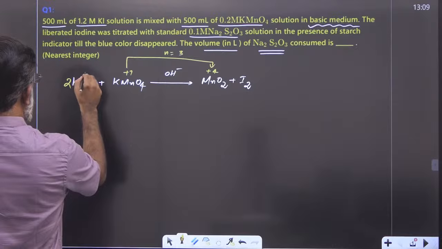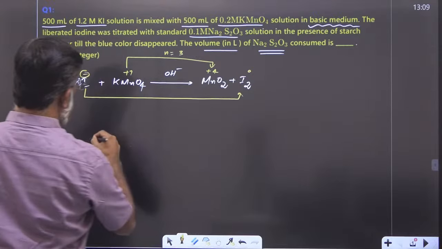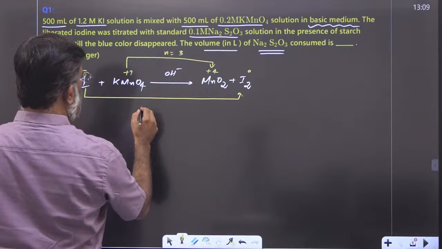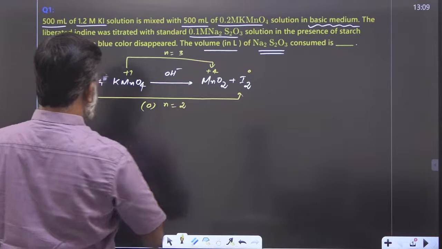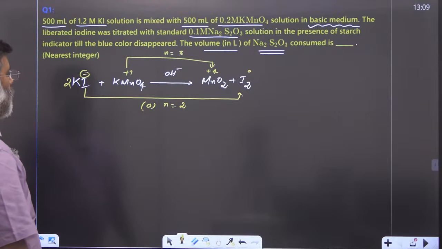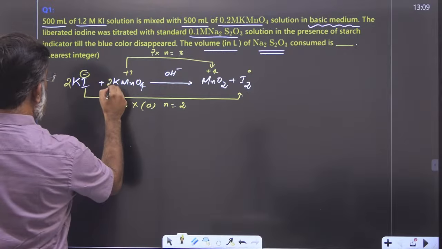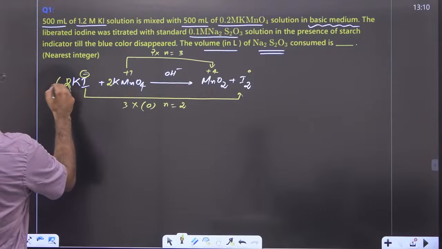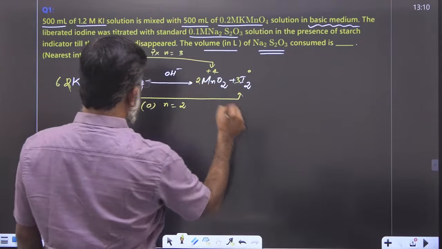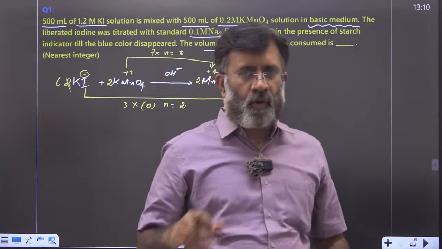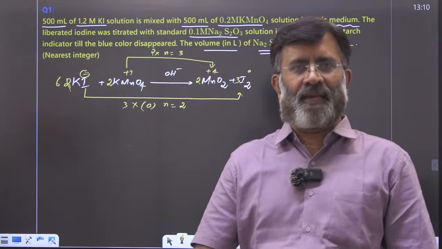While here I minus is converted to I2, in the oxidation process, the n factor will be 2. So it will be into 3 here, into 2 here. So 2 comes here, and into 3 here gives 6. So here we get 3, and here 2. This is the balanced scenario of KI reacting with the permanganate in basic medium.